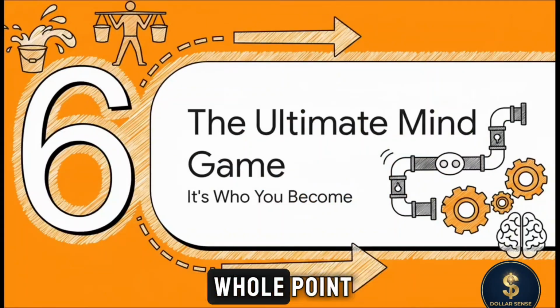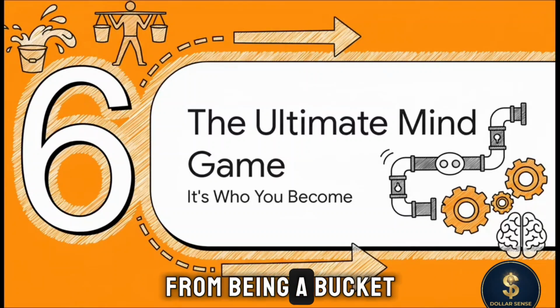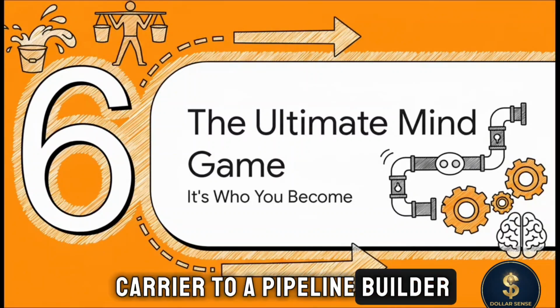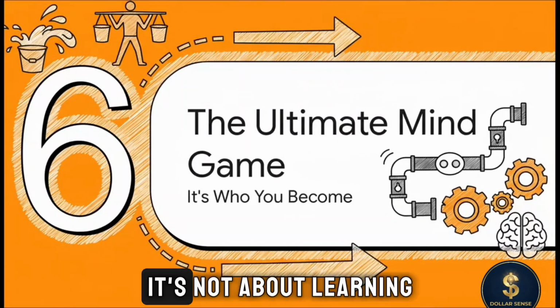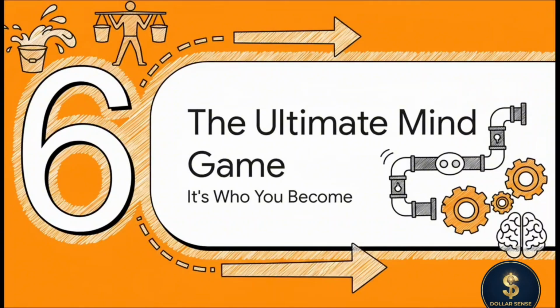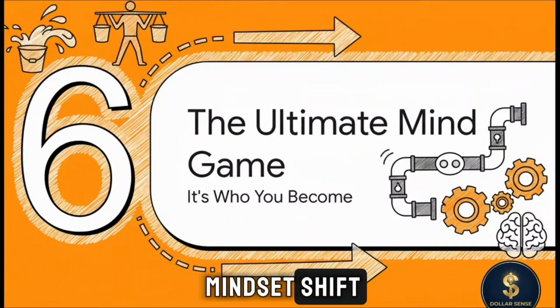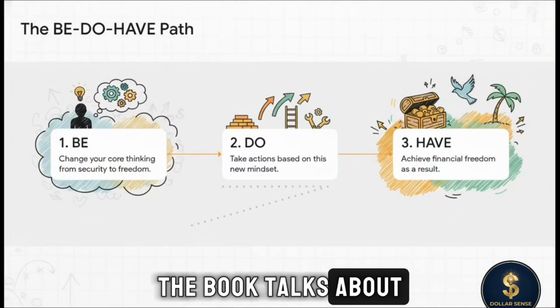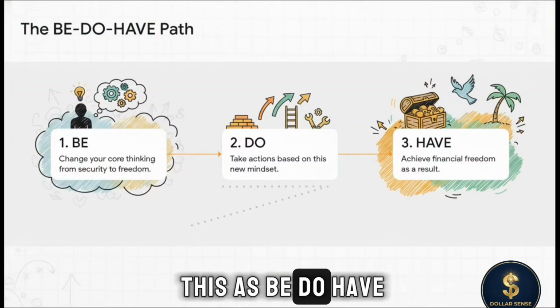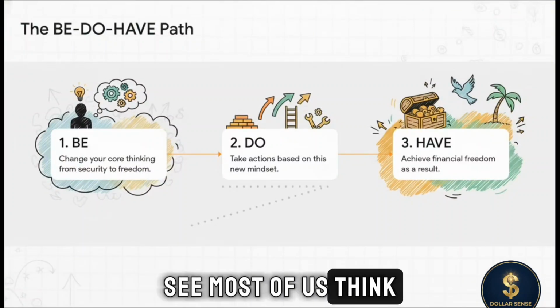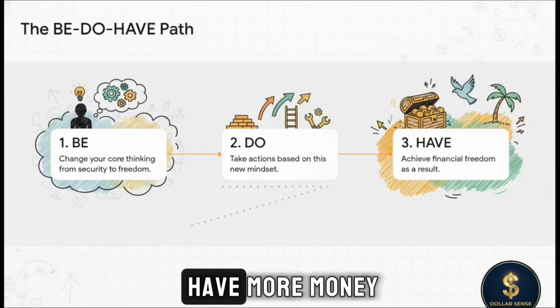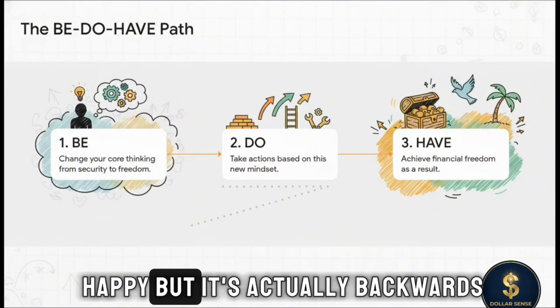And that's really the whole point. The journey from being a bucket carrier to a pipeline builder, it isn't about what you do. It's not about learning a new skill. It's about changing who you are. It is a total mindset shift. The book talks about this as be, do, have. See, most of us think, if I just do this thing, I can have more money, and then I'll be happy. But it's actually backwards.